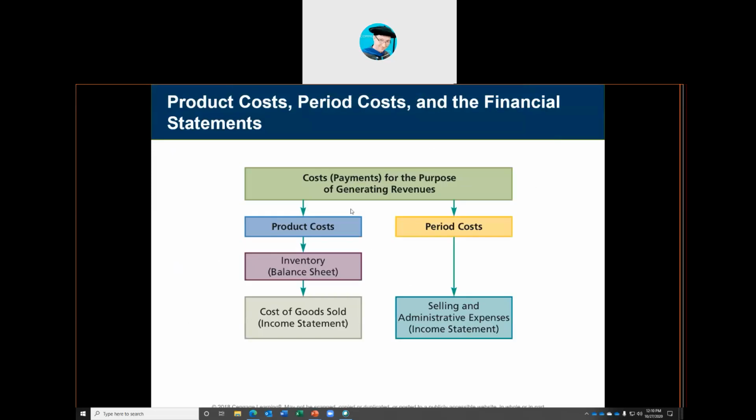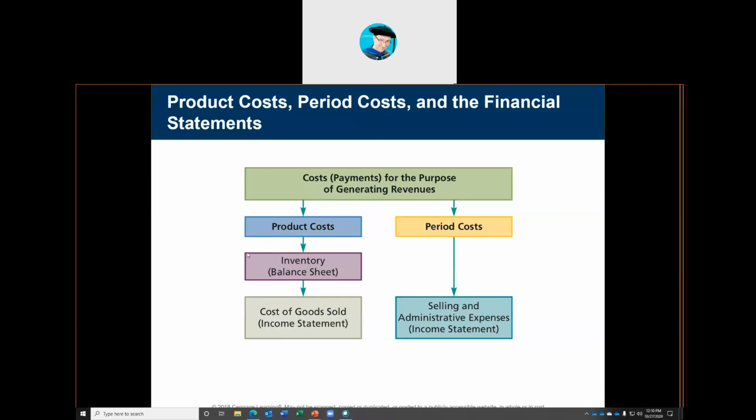Here's how it looks graphically. We have costs for the purpose of generating revenues. We have product costs and period costs. Product costs include inventory and cost of goods sold. Product costs, inventory is on the balance sheet. Cost of goods sold, as you know, is on the income statement.